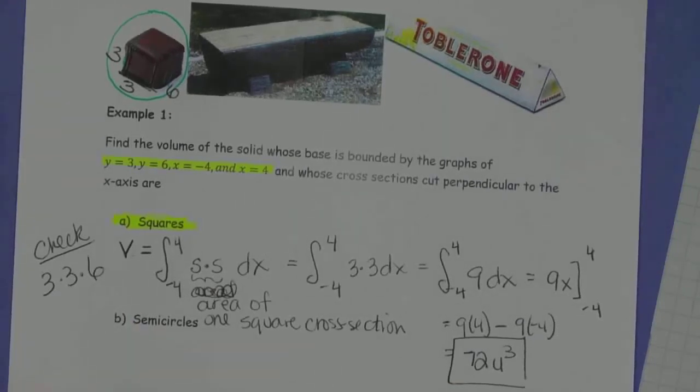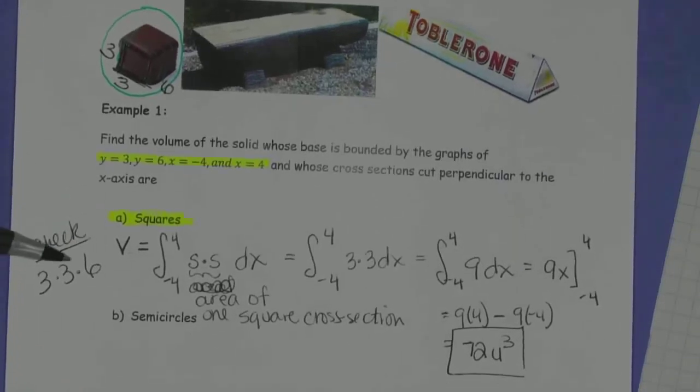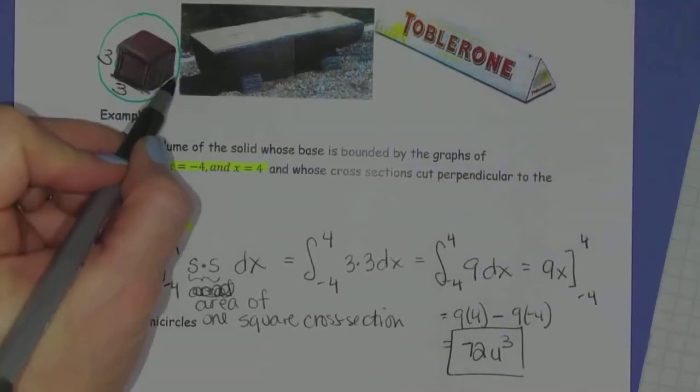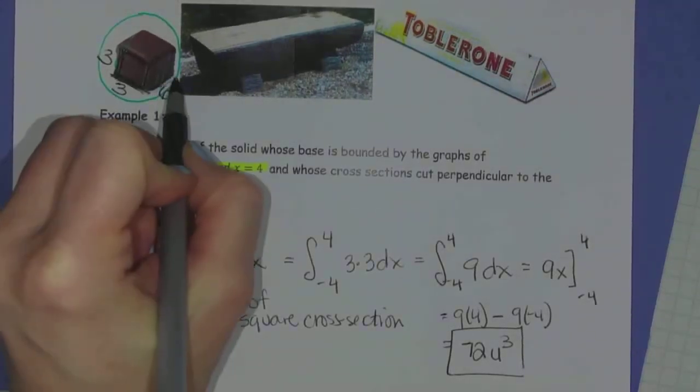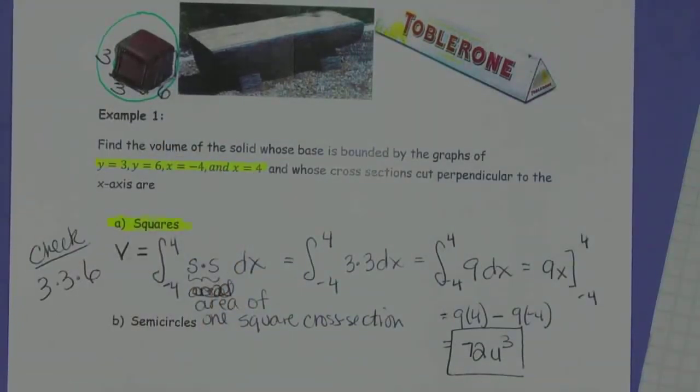What am I messing up on here? Wait a minute. What am I not taking into consideration? That's not 72. Wait a minute. 3 times 3 times 6. Miss Bleacher, do you know what I'm messing up on here? Because this would be 3 by 6 by 3, right? Yeah. That's 54. Yeah. What the heck?